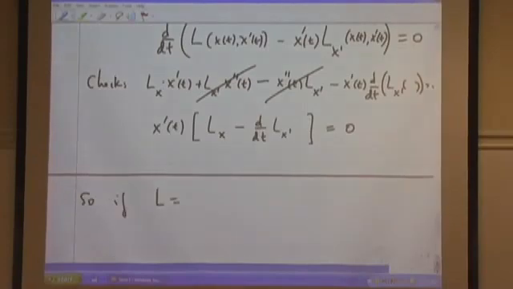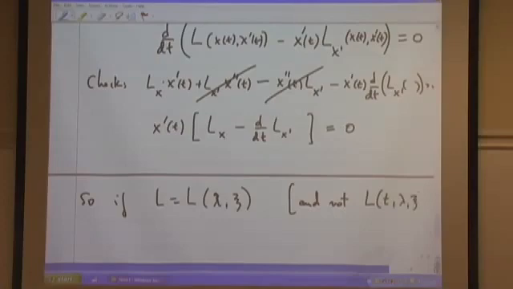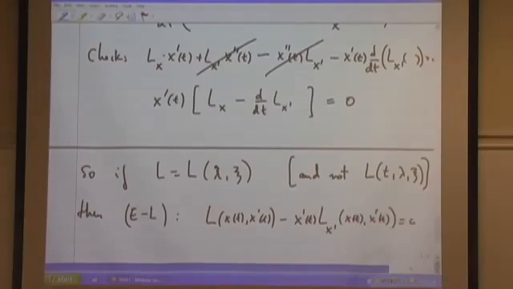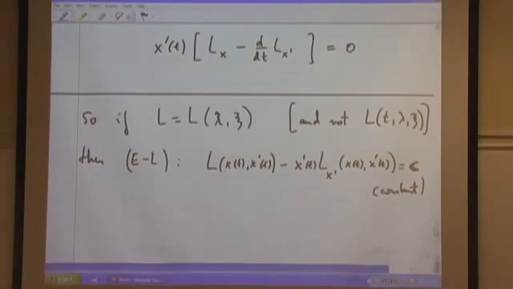So if L is just a function of two variables and not three variables, in other words, there's no explicit t dependence, then the Euler-Lagrange equation can be written as L(x(t), x'(t)) minus x'(t) L sub x'(x(t), x'(t)) equals constant, because the derivative is 0 with respect to t, so that's a constant, right?